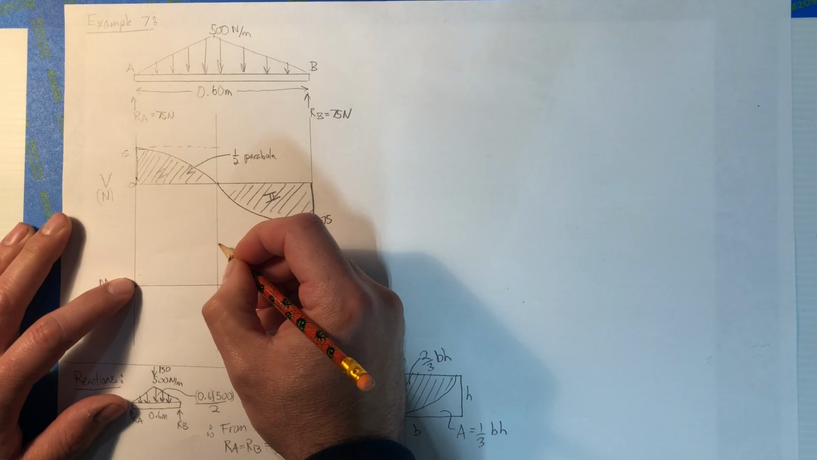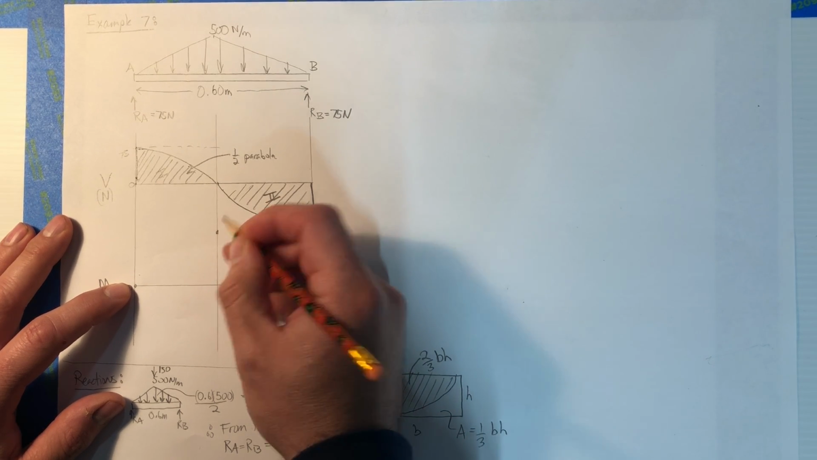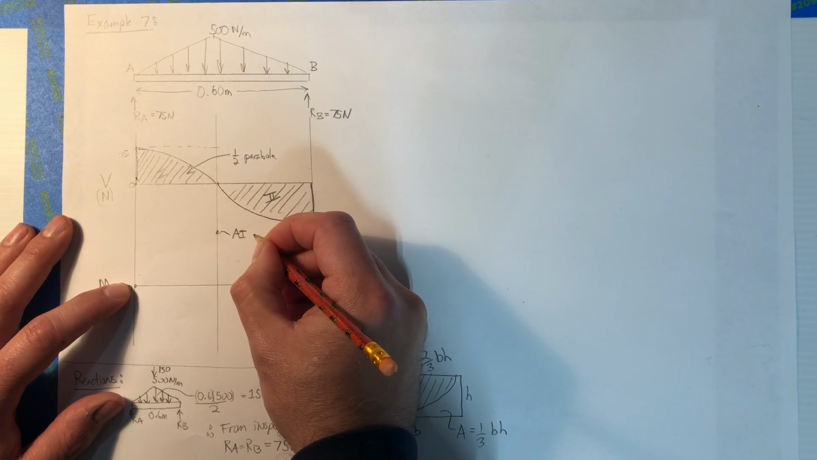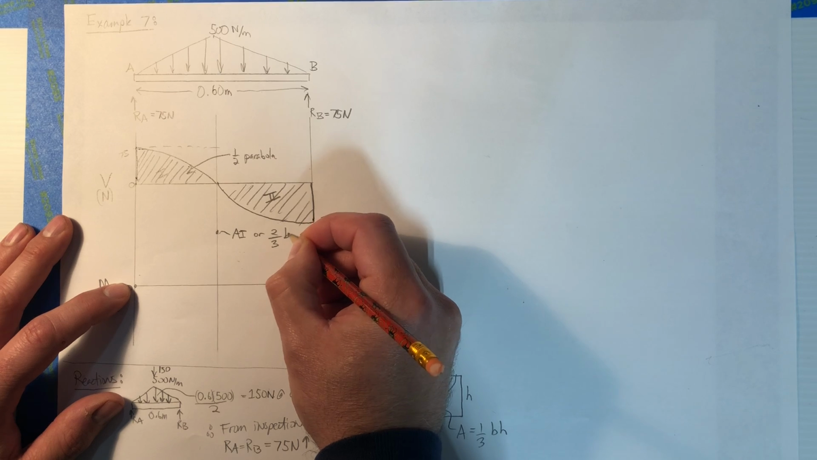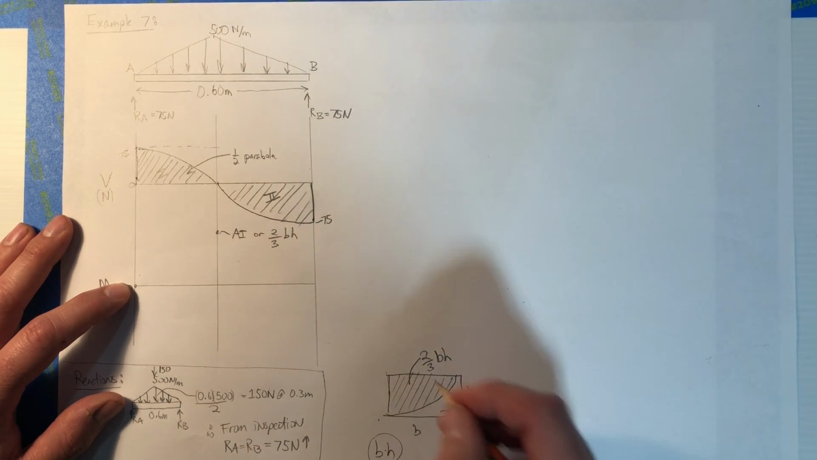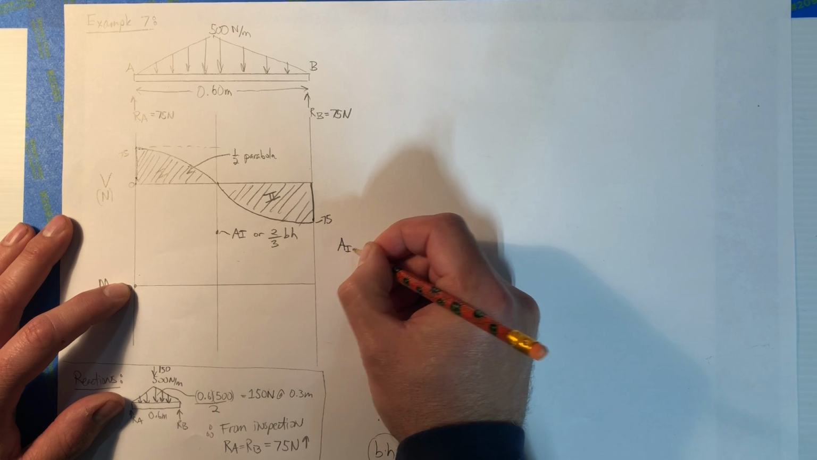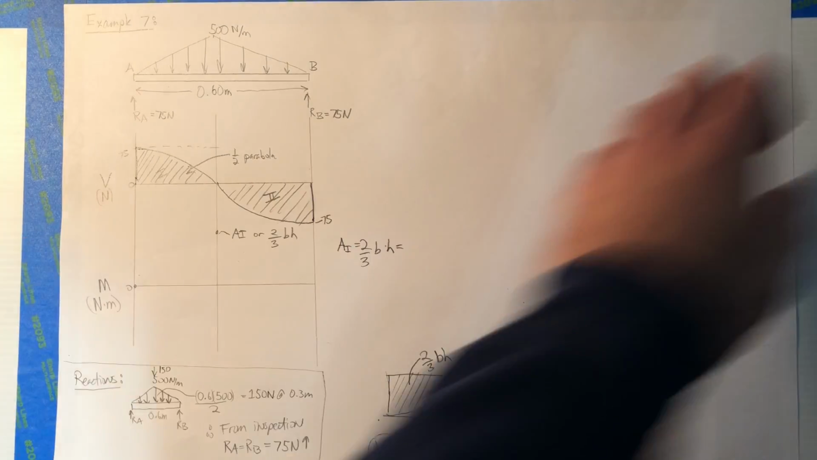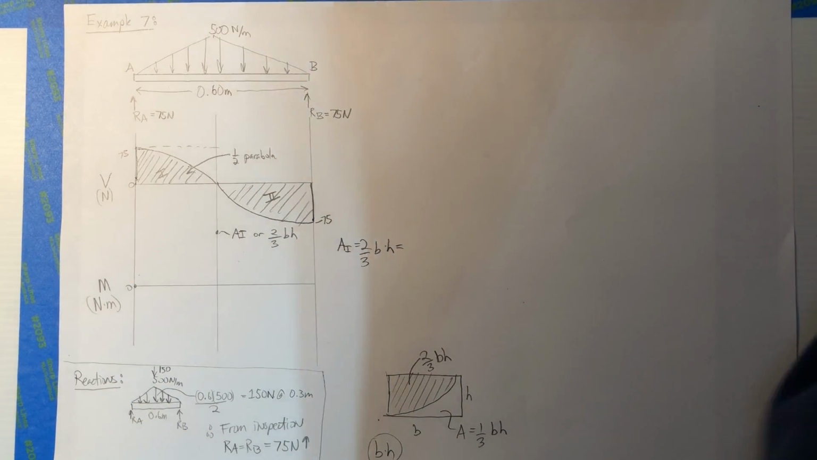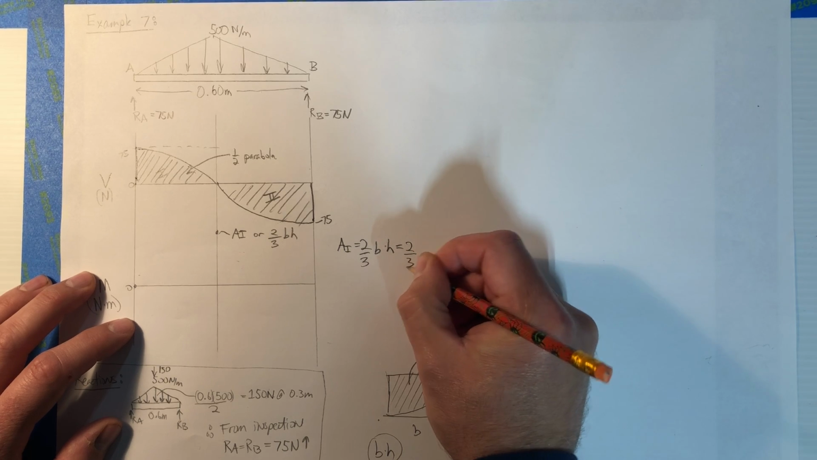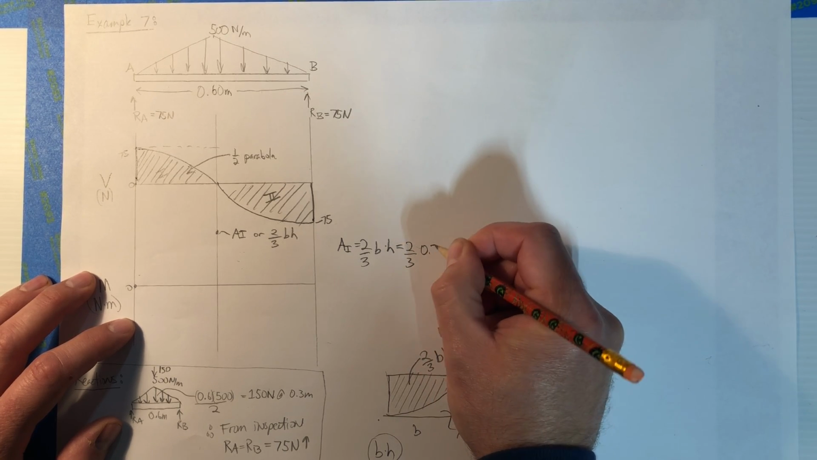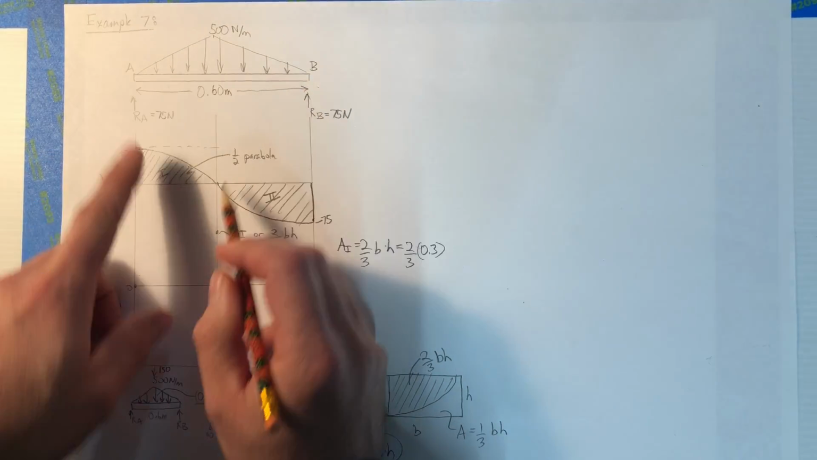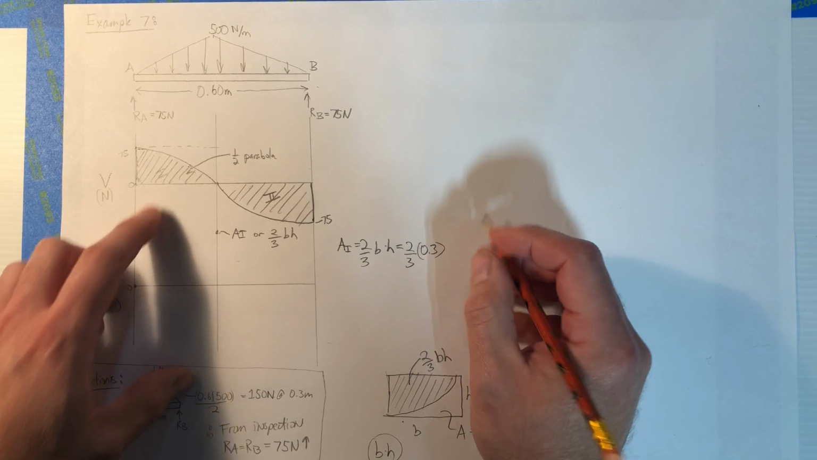So if I wanted the moment value here, the moment value here has to be equal to what? A1, or 2/3 base times height, and that's equal to, let's do it over here. A1 is equal to 2/3 base times height, and that gives us 2/3 times 0.3, right? Because the base, this piece here is 0.3, because that's 0.6, 0.3, and the height is 75.